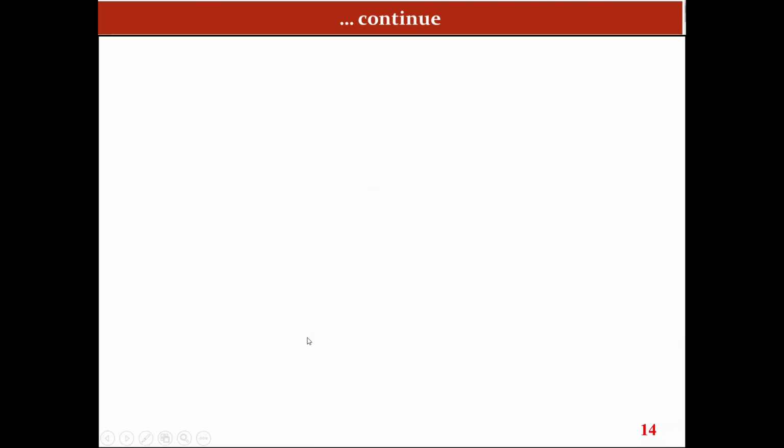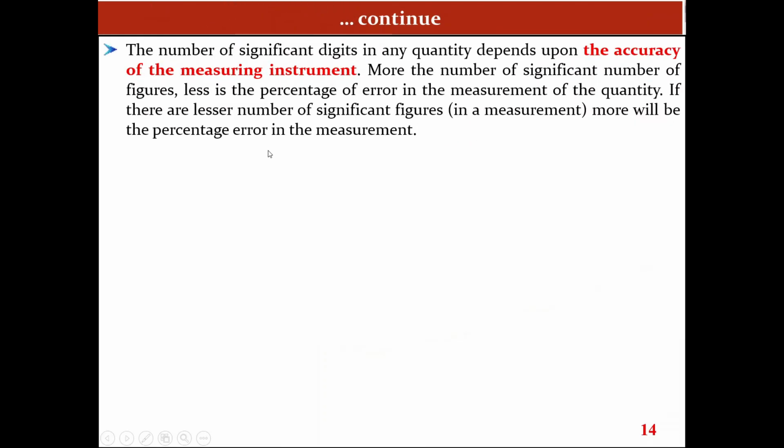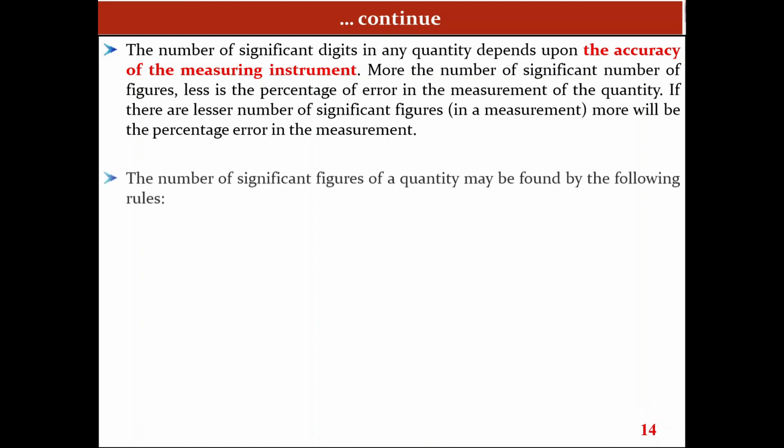The number of significant digits in any quantity depends upon the accuracy of the measuring instrument. If the instrument is more accurate, we may have a larger number of significant figures. The more significant figures, the less the percentage of error. You know the relation. After the point, for example, we may have 4 digits, 5 digits, and so on. If there are fewer significant figures in the measurement of a quantity, the percentage of error will be more. So the number of significant figures of a quantity may be found by the following rules.